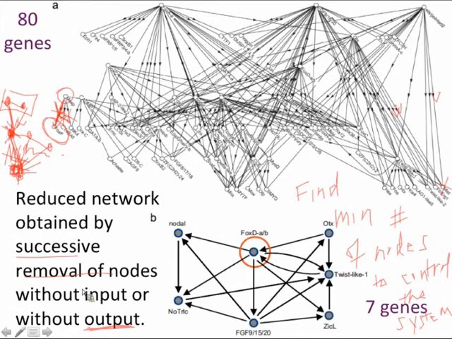The other thing is you can also remove nodes without any input. Suppose I had a node here that didn't have any input. Depending upon which direction you might remove this, if there's no inputs into this thing here, I can't tell which direction that's going. But maybe the arrow actually points, so I don't want to get rid of this one here.